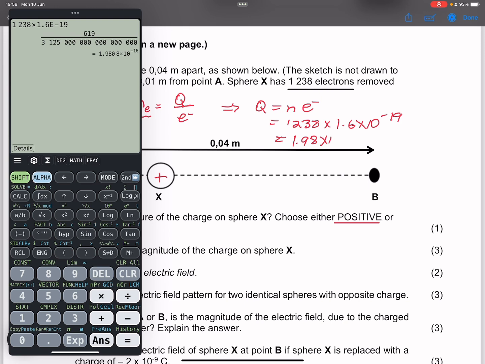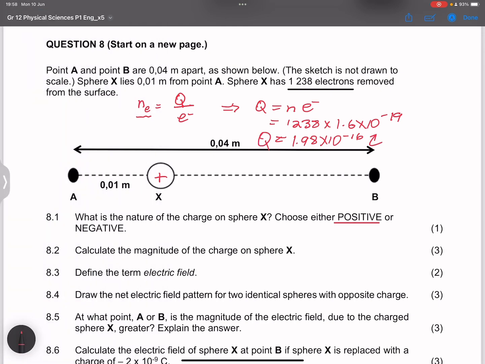Okay, so that is the charge on the electron of that sphere X. Remember, it is positively charged, so that would be the magnitude of that charge, in coulombs. Now they say define the term electric field. We know that the electric field at a point is the area where electrostatic force is felt per unit charge, and that is how we define electric field intensity.